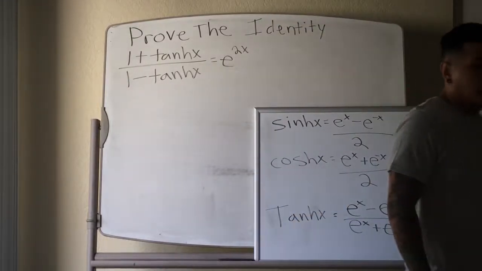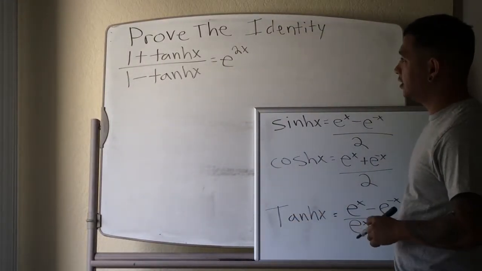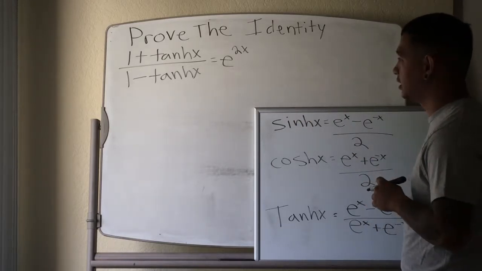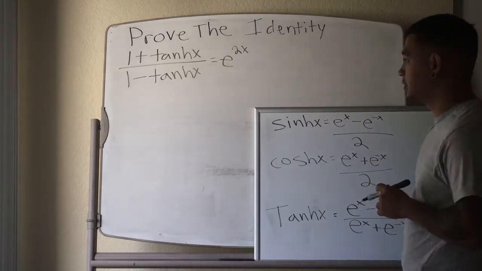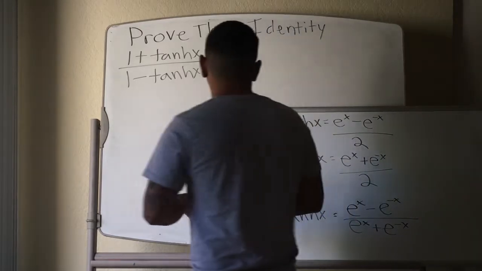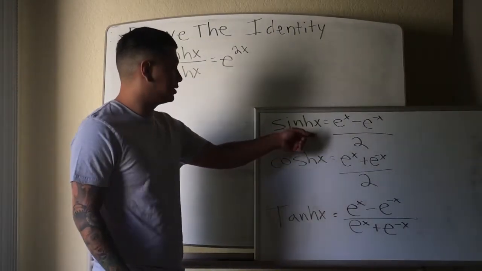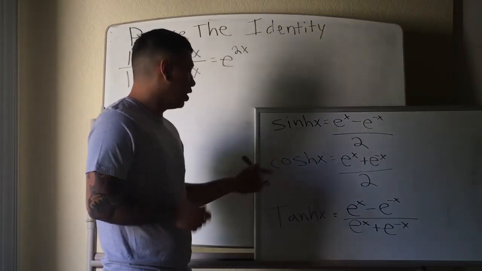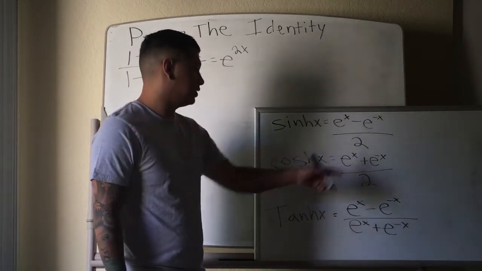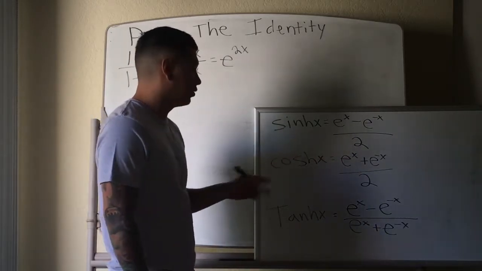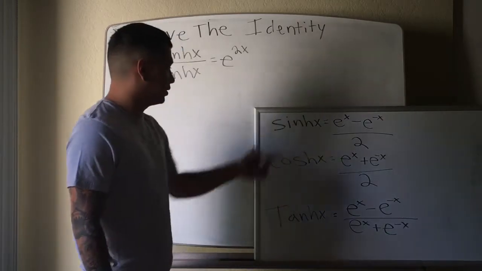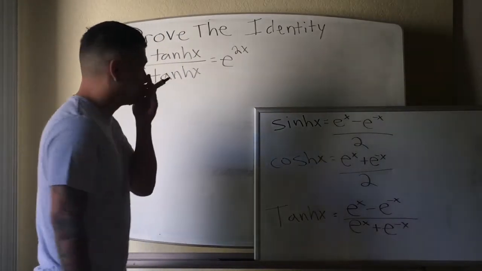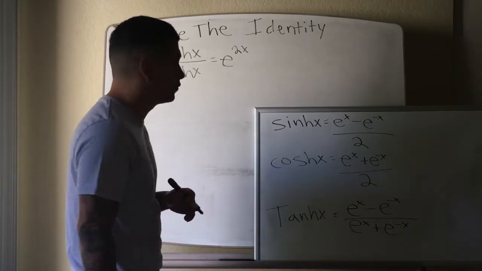So today I'm going to be proving the identity that (1 + tanh x) / (1 - tanh x) is equal to e^(2x). Some things to know before we prove this: hyperbolic sine x is equal to (e^x - e^(-x)) / 2. Hyperbolic cosine x is (e^x + e^(-x)) / 2. And tanh x is, of course, sinh x over cosh x. It's the same as the regular trigonometric functions.